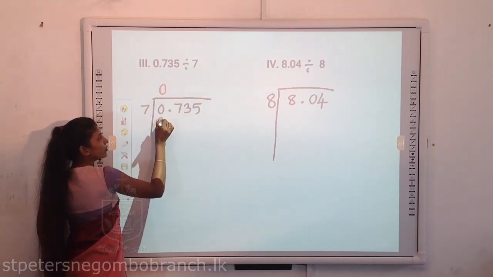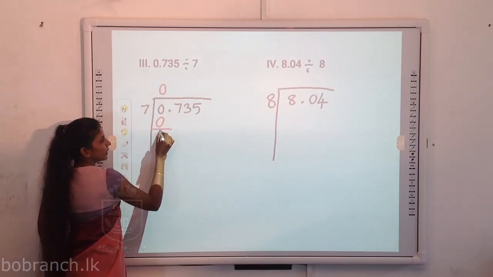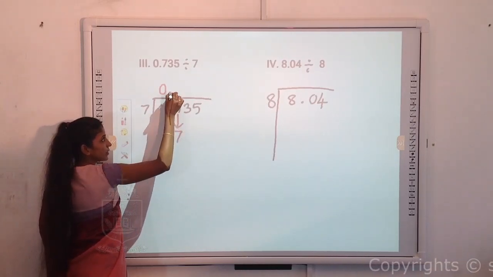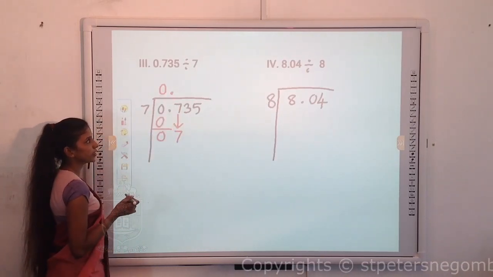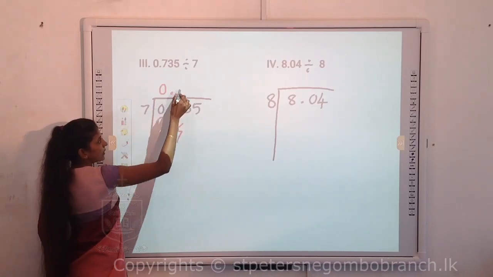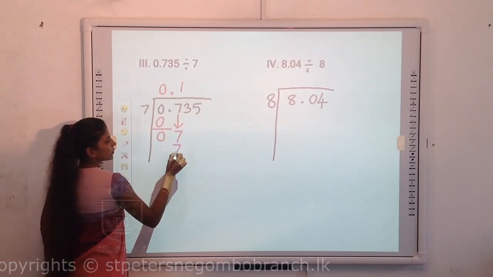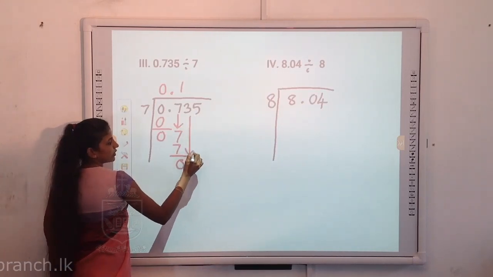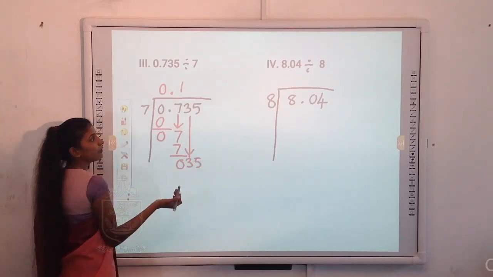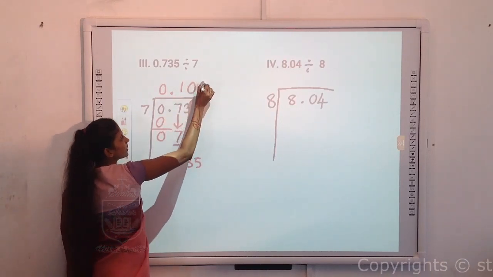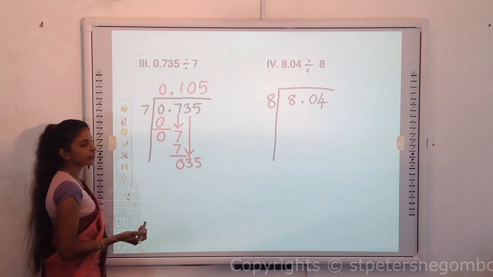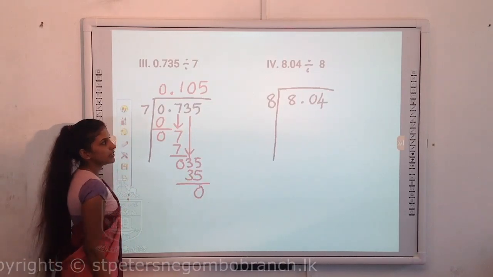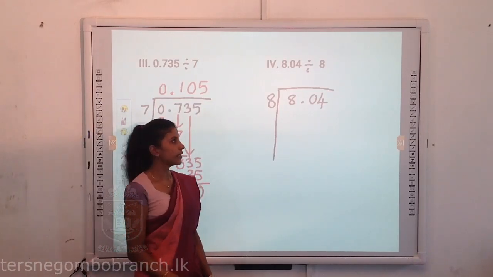And then you are going to start with the first decimal place. Right? Then once you are moving to the first decimal place, you have to place the decimal point in the answer. 7. For 7 you have 1. So here 0. For the 35, you can directly check the 35. For 35 you have 5. 7 times 5, that is 35. Okay? Right. Next example, that is 8.04 divided by 8.